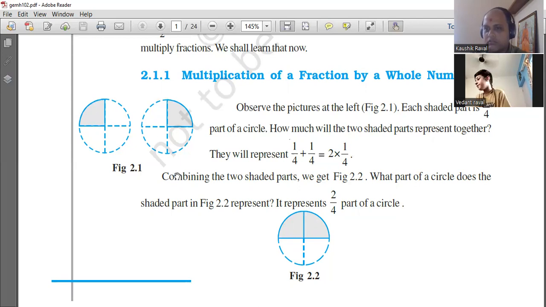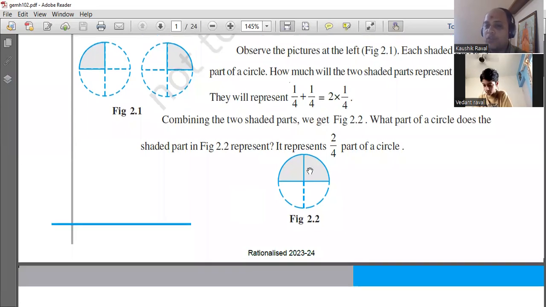2 upon 8. See, that's where you made the mistake. We do not add the denominators. Yesterday, the day before yesterday, when we saw some problems, we do not add the denominators. The denominator remains the same. The parts of the fraction are the same. So out of the 4 parts, now 2 parts are shaded. So it becomes 2 upon 4. Right?